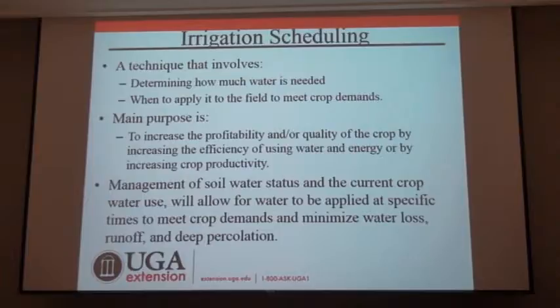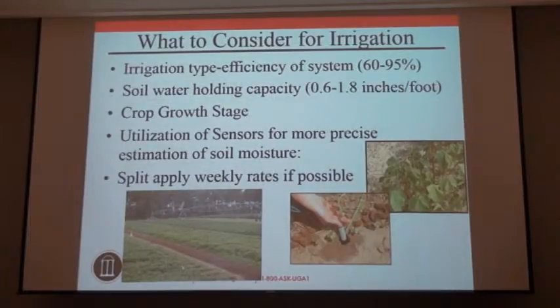But if we can do better than that, the main purpose is to increase profitability and/or quality. In a lot of cases, our irrigation timing has an effect on the quality of the crop too, by increasing the efficiency of using the water or energy, or by increasing crop productivity. That means getting to a crop at the proper time and managing the soil water status more correctly. We allow water to be applied at specific times to meet crop demands, but we also want to minimize water loss due to runoff, deep percolation, etc. So we'll go through some options for that.